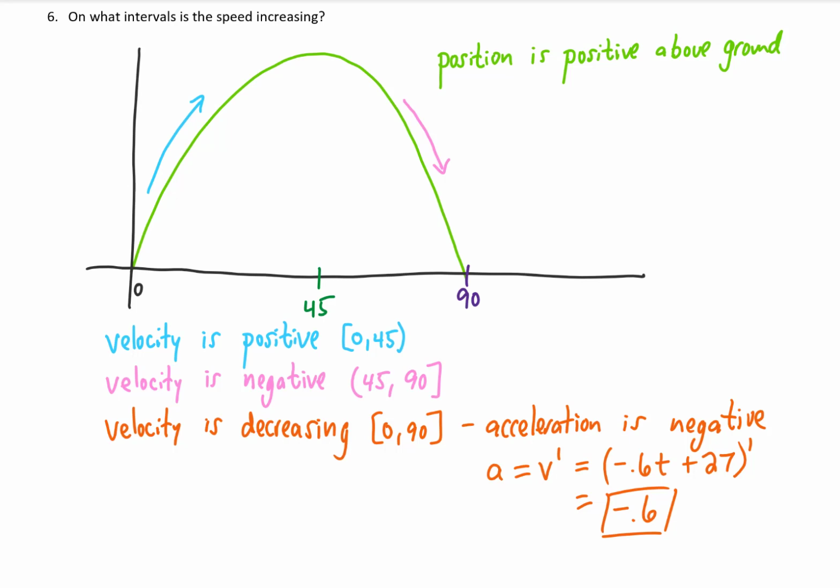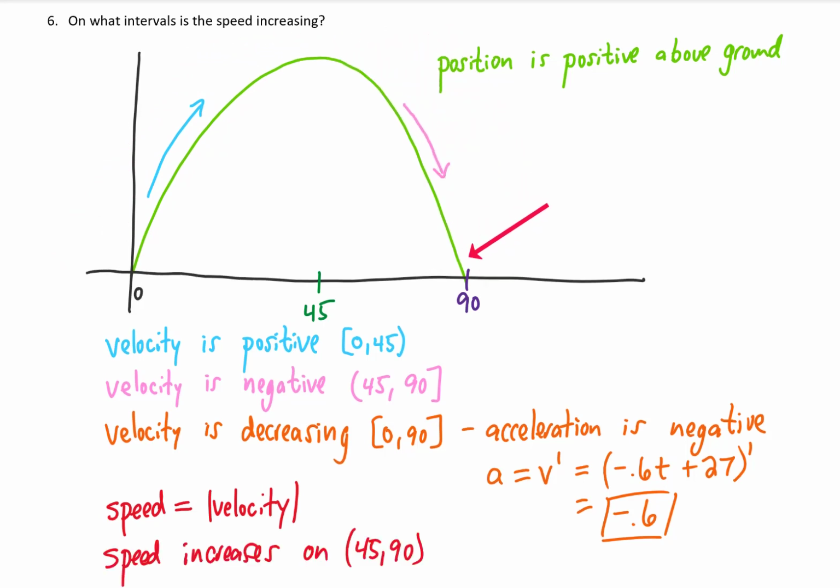Speed is the absolute value of the velocity. And I hope that we can agree that when this object goes up into the air, its speed starts off positive. Then the speed of the object decreases until it goes to 0, and then the speed of the object starts to increase again until it hits the ground. So I hope that we can agree that for this object, the speed is increasing from t equals 45 to t equals 90.